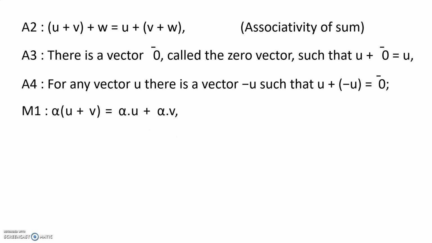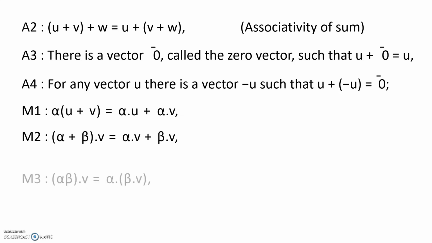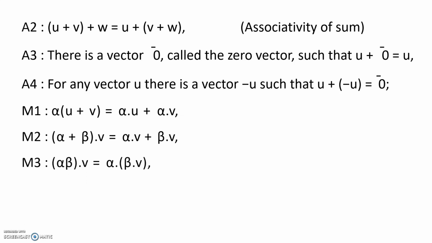Multiplication axiom M1, that is alpha into u plus v is equal to alpha u plus alpha v. Multiplication axiom M2, alpha plus beta into v is equal to alpha v plus beta v. M3, alpha beta into v is equal to alpha into beta v. And M4 is 1 into u is equal to u for 1 belongs to R.